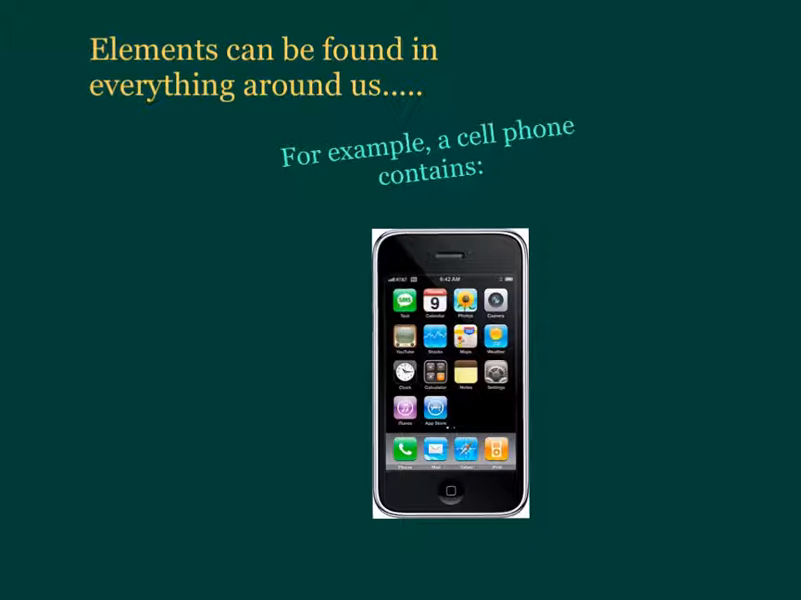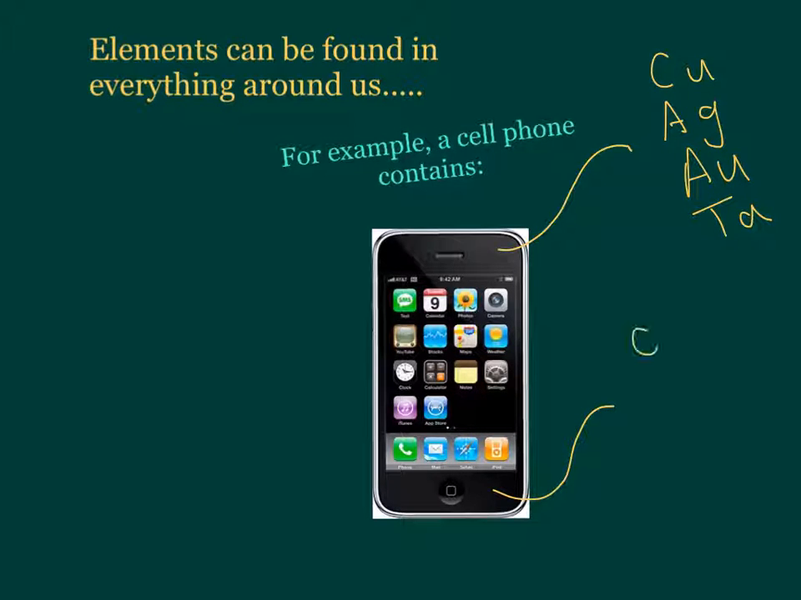Elements can be found in everything around us. For example, a cell phone contains many elements. In the electronics section of the cell phone, you will find copper, silver, gold, and tantalum. The casing of a cell phone includes carbon, magnesium, bromine, and nickel.